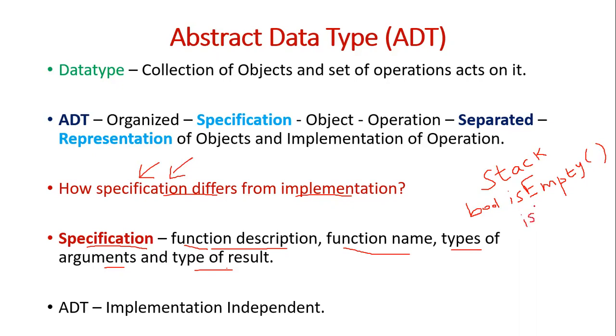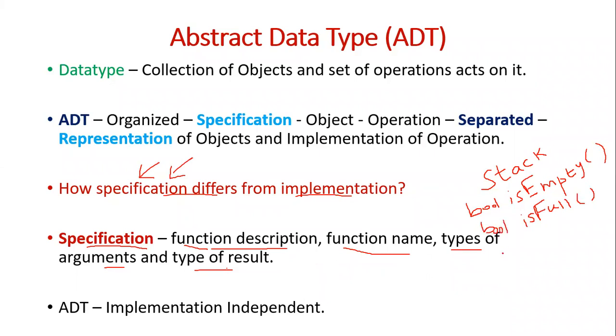So this will say whether the stack is full or not. Does it take any argument? No, there is no argument. What will it return? It will also return a Boolean value which says whether the stack is currently full or not. If it is full, it will return true. Otherwise, it will return false.